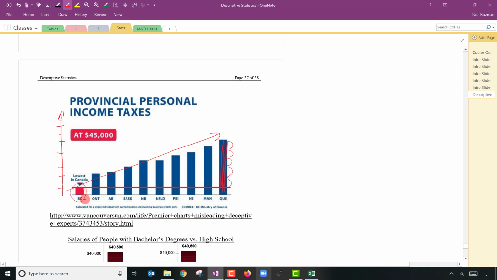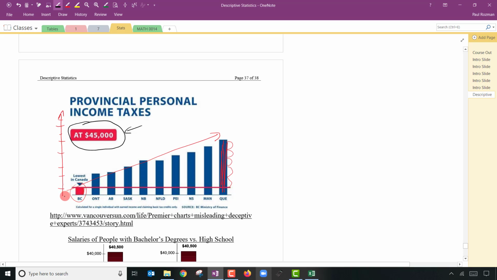Another interesting thing was they didn't show any other income levels. They just picked this one to show us. So what if you make 70,000, or what if you make 30,000? Is BC good in that case? Maybe not. So they only picked the one where they could show BC was really doing well. So that's definitely a bias.